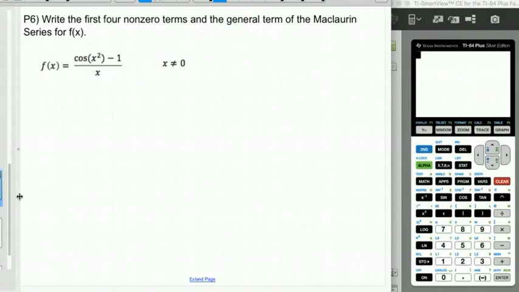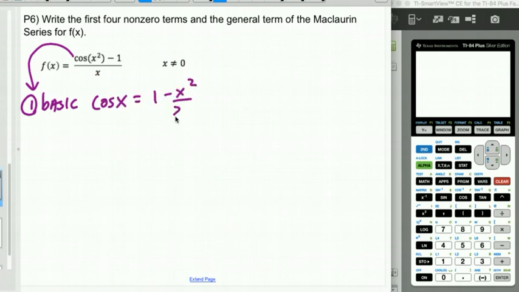We're going to write the first 4 non-zero terms. This is the same basic idea, right? So we're going to look at this and say, wait a second, I should start with the basic cosine function. Right? So the basic cosine of x is 1 minus an x squared over 2 factorial plus an x to the fourth over 4 factorial minus an x to the sixth over 6 factorial.